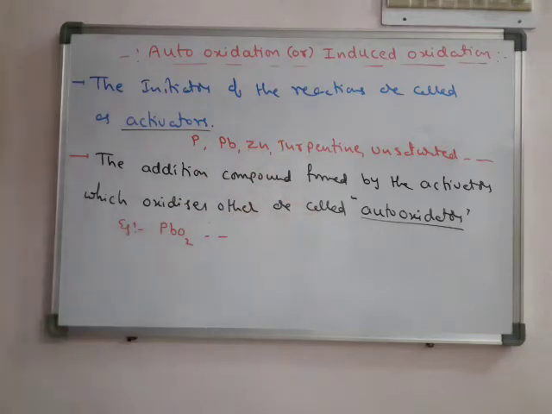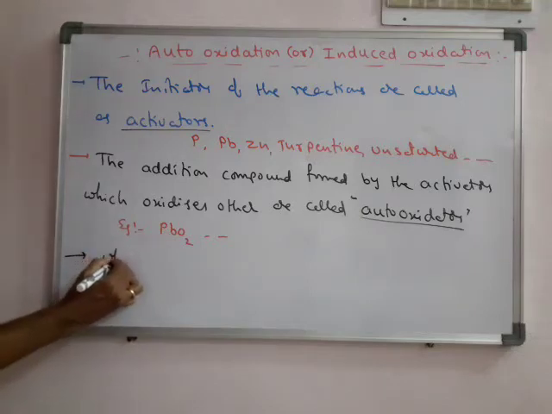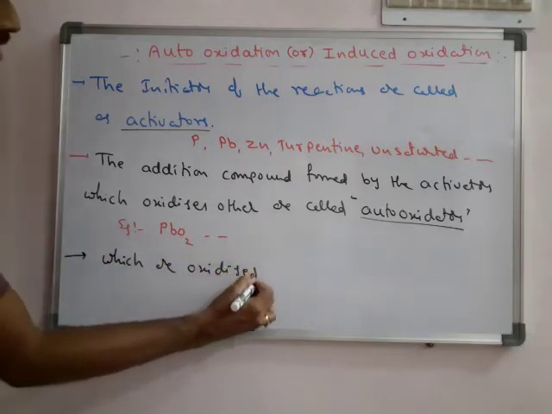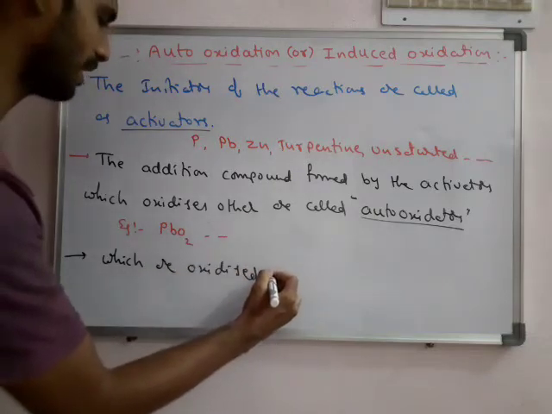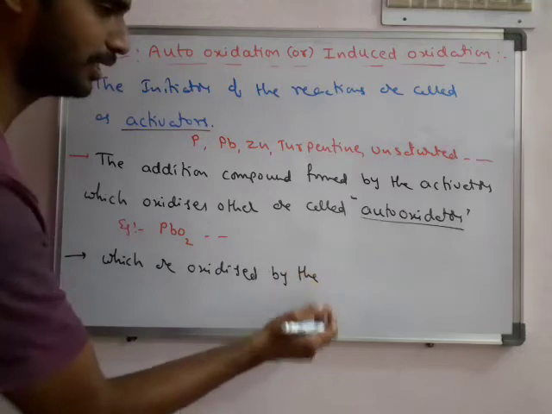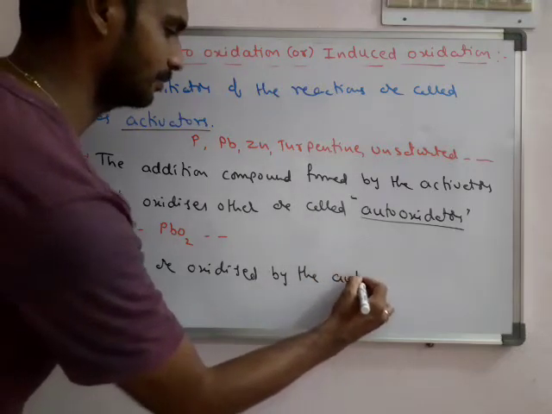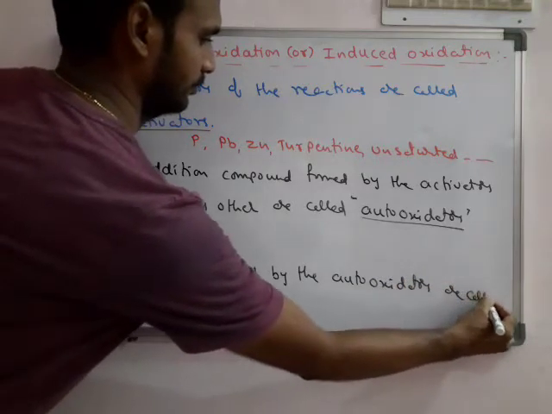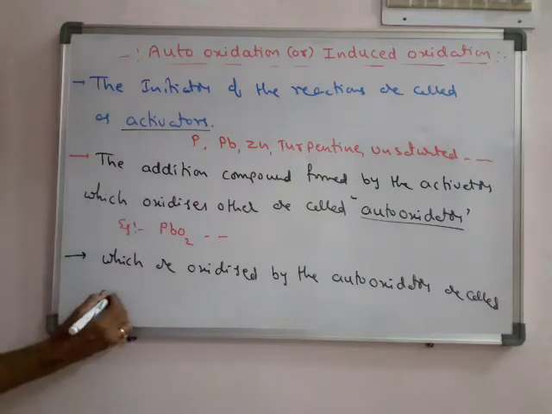Okay. Examples we see that. So already we are seeing the lead dioxide example, so we are able to write them directly. So next see what are the acceptors. Those which are finally oxidized by these autooxidators are called acceptors. Okay.